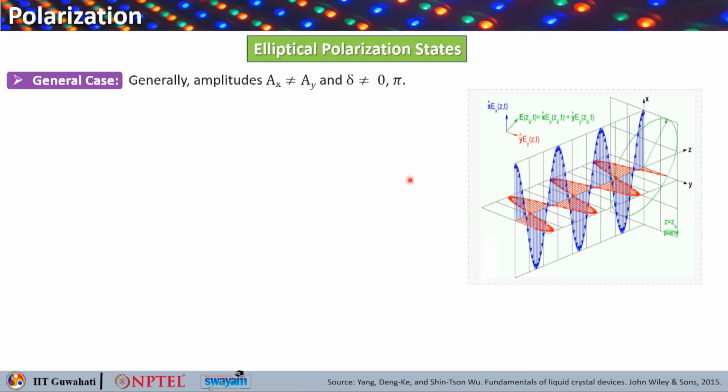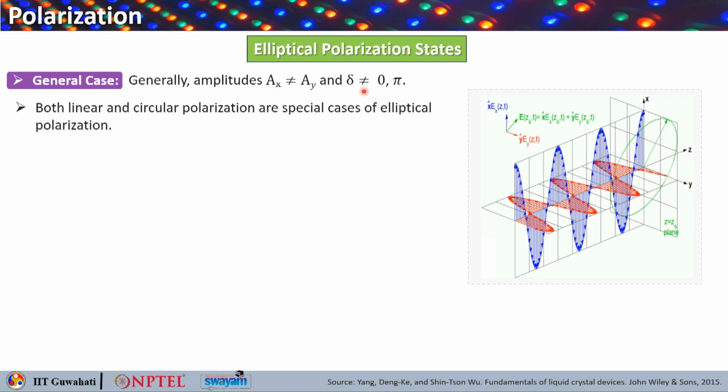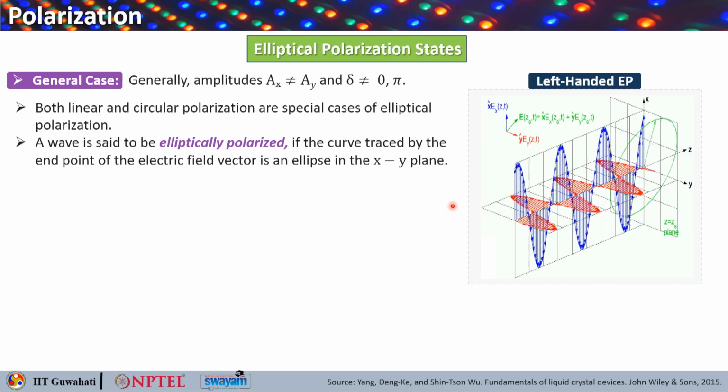Now, the elliptical polarization case is a generalized form of that circular polarization, where the two amplitudes are not equal and the phase difference is also non-zero, and it is not even pi. So, this is the general case when you consider Ax is not equal to Ay and delta is not equal to 0 or pi. So, what you get is something like an elliptical polarization.